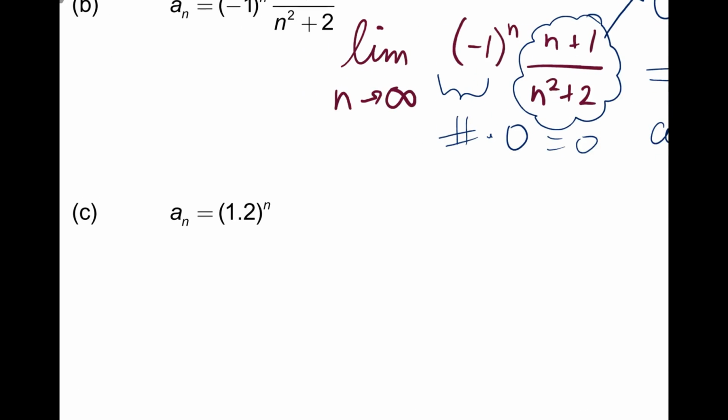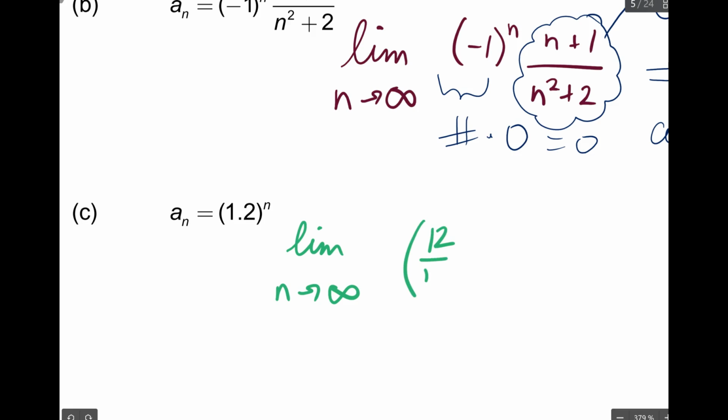All right, a of n equals 1.2 to the n. So we have the limit as n approaches infinity. What if I do this? So 12 over 10 instead, to the n.